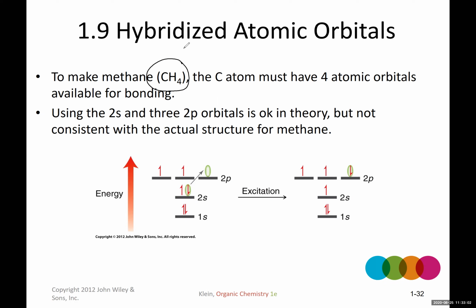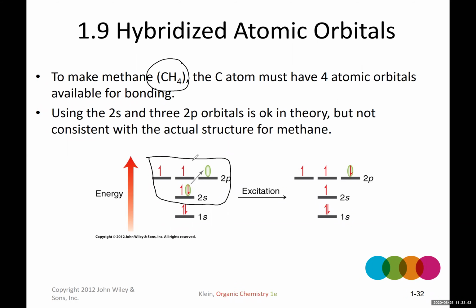So here are the valence electrons of methane. These are the valence electrons in the outermost shell. Valence electrons, remember, are the electrons in the outermost shell, and there are 4 of them: 2 of them in the 2s orbital, and 2 of them in 2 of the 2p orbitals. But it turns out, to explain the bonding and structure of methane, you can't use these atomic orbitals. I'm not going to go into why, but using the atomic orbitals for bonding was not consistent with what is known about the structure of methane.